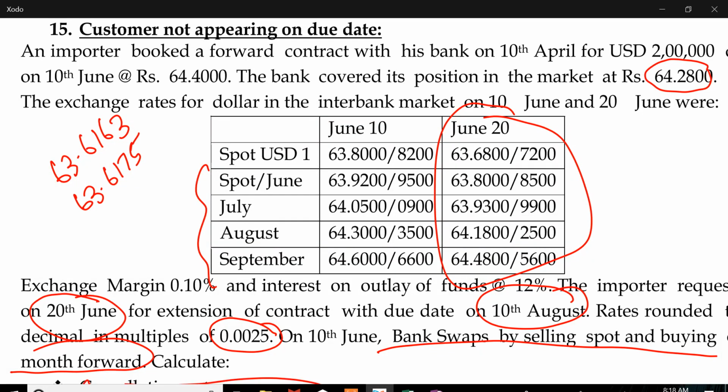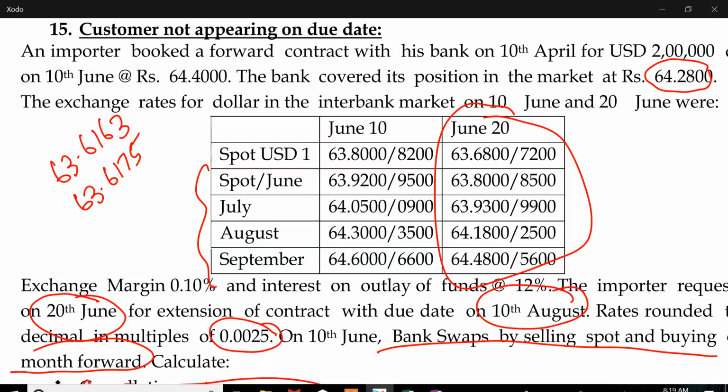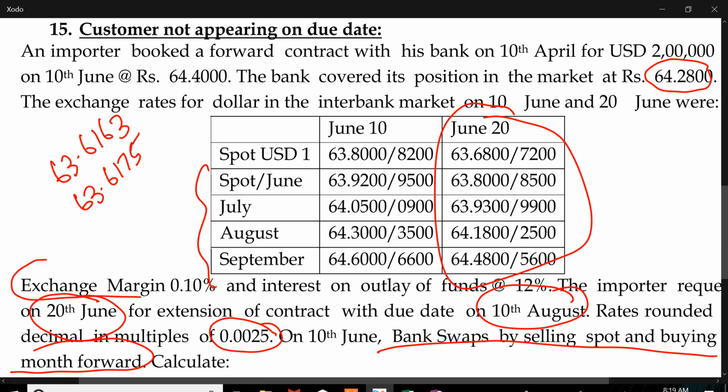63.6175. The last two digits have to be either 25, 50, 75 or 00, so we will make it 63.6175. All this is custom. Let it be. So I take that to be the proxy for the rates. That is where the extra 0.1% comes into the picture. That extra 0.1% will take care of it.